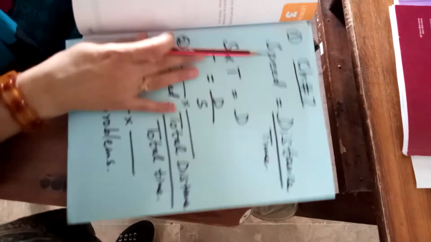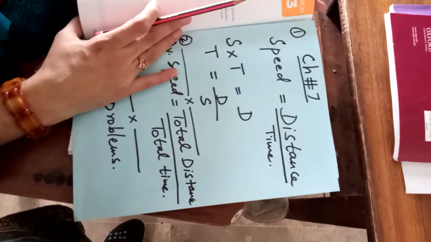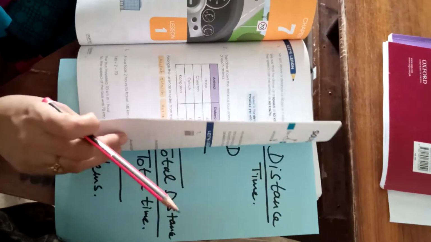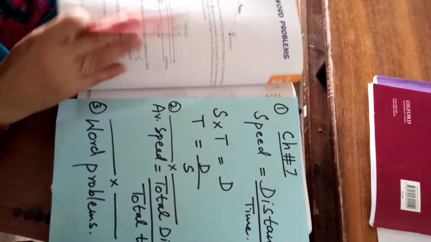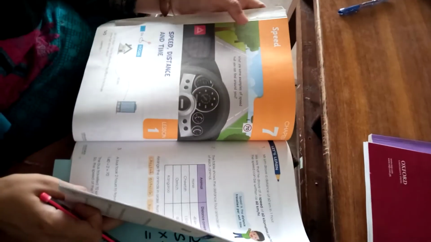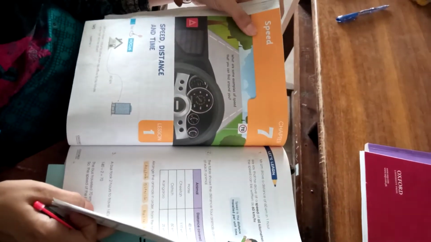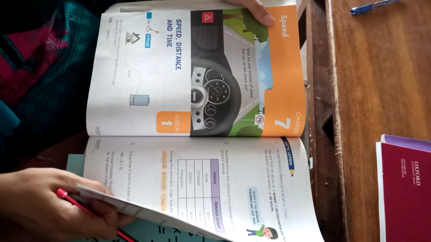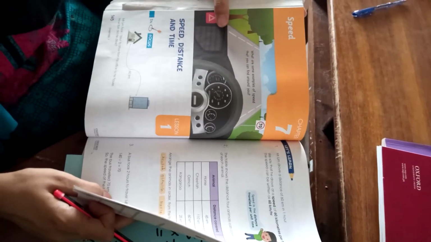Class 6. Hopefully you all will be fine, and this is our mathematics class. Today I am going to explain the topic, solving word problems related to speed. The topic speed you are seeing in chapter number 7. I am going to review all the topics which we have covered in this chapter number 7.